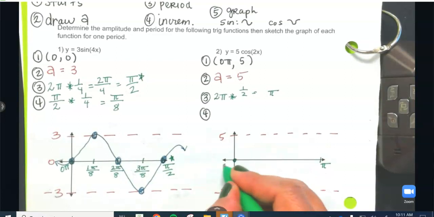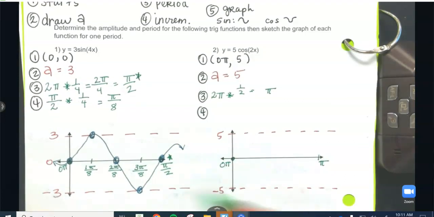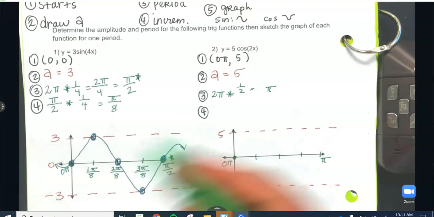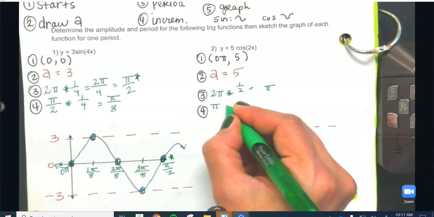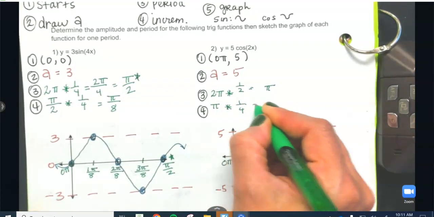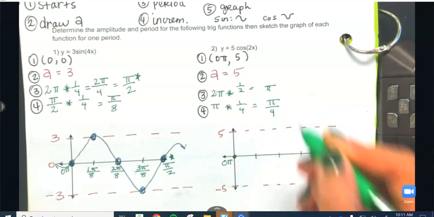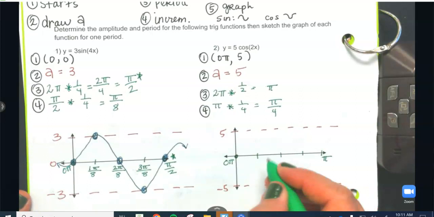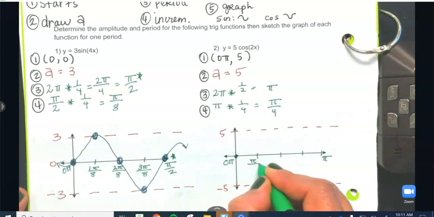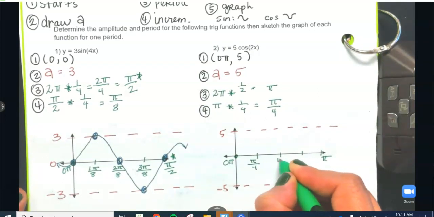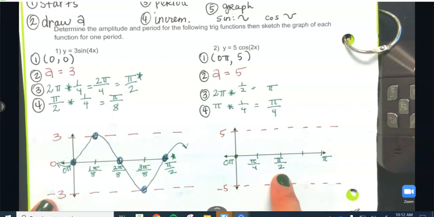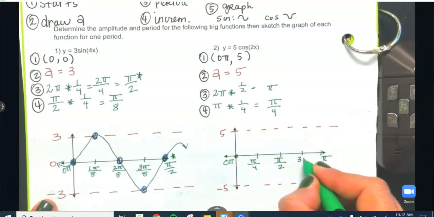It always starts at 0, but I have to figure out what these tick marks are going to be, so I have to divide by 4. So, not divide, let's multiply by 1/4 for it. Guys, each tick mark is going to be pi over 4 apart. So here's pi over 4. Here's 2 pi over 4, but I'm not making that mistake again. I'm simplifying that. Here's 3 pi over 4.